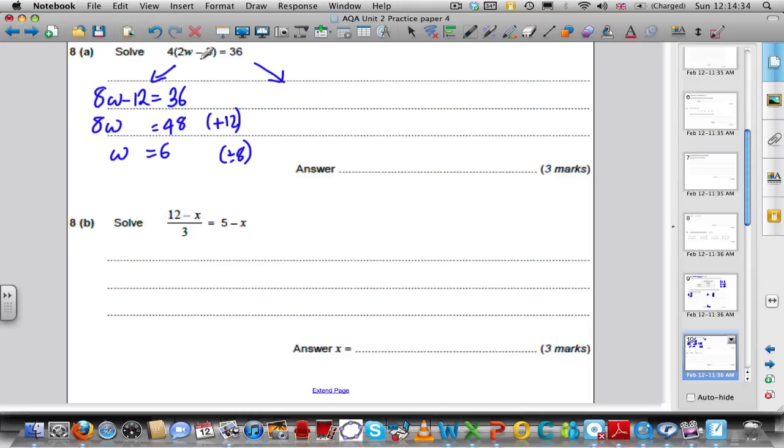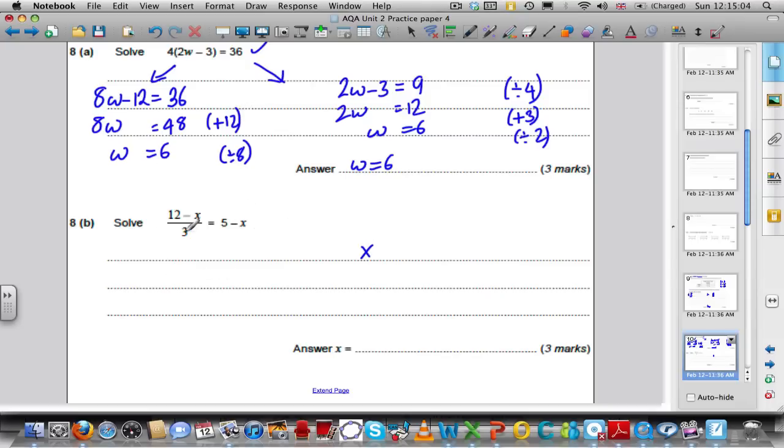Or, straight away in the first line, you could have divided both sides by 4, and you would get 2w minus 3 is equal to 36 divided by 4, which is 9. Add 3 to both sides, so 2w is 12. Then divide both sides by 2, and you get w is 6. Do check your answer is correct. 2 times 6 is 12. 12 take away 3 is 9. 9 times 4 is 36. I got it right.